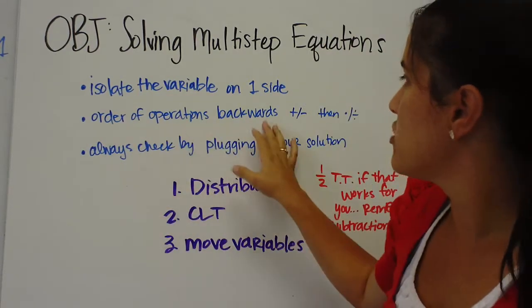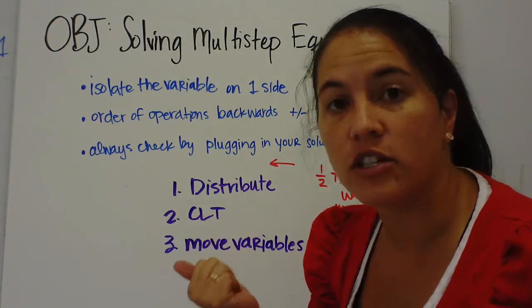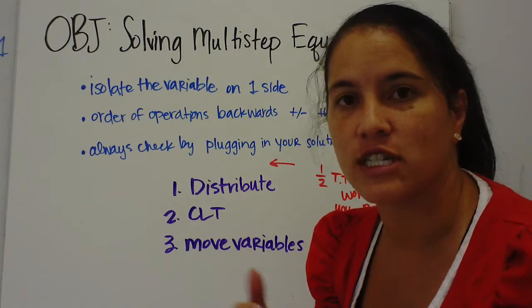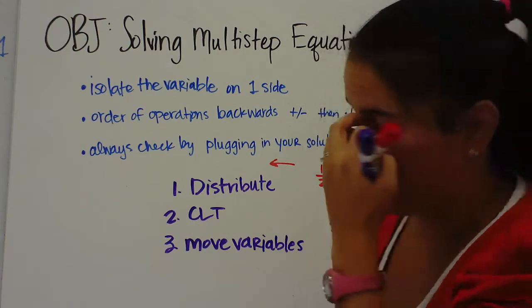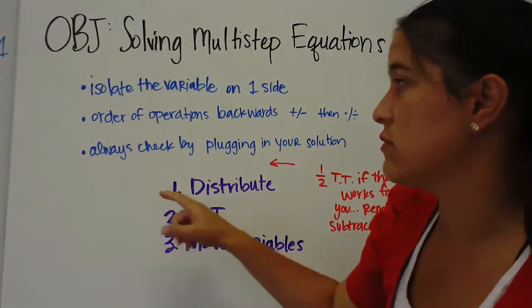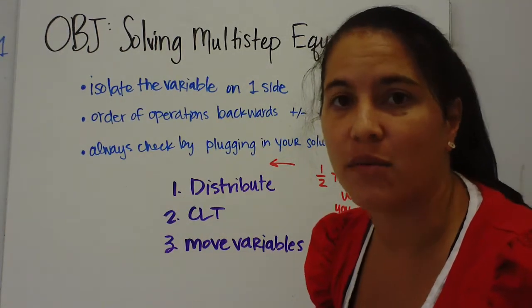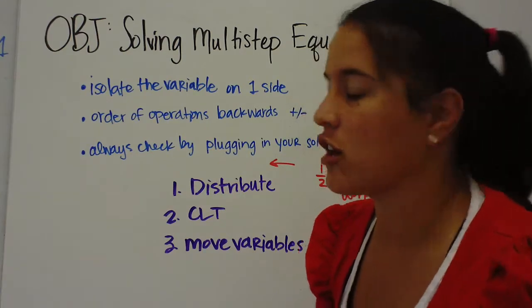You're going to do the order of operations backwards, which means to solve an equation you have to work backwards. You're going to undo addition or subtraction first, then you're going to multiply or divide. And you're always going to check by plugging in your solution. So whenever you get an answer, x equals 4, you can plug that number back in and check your work.